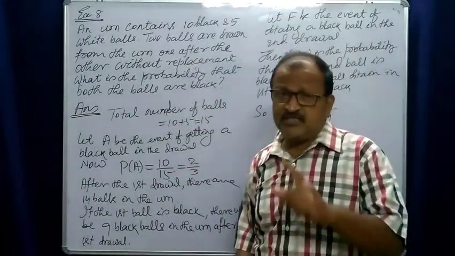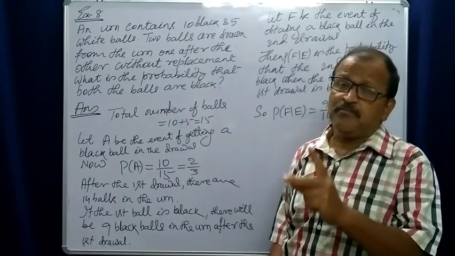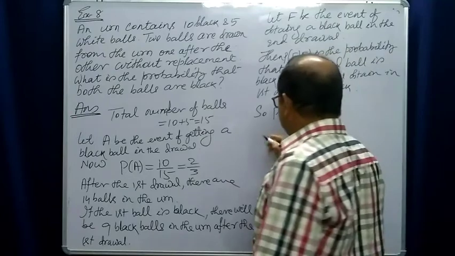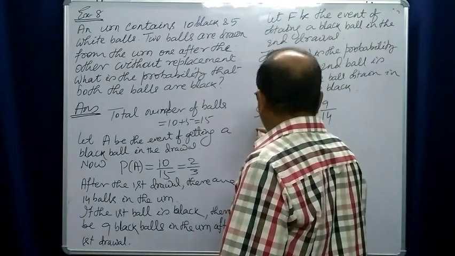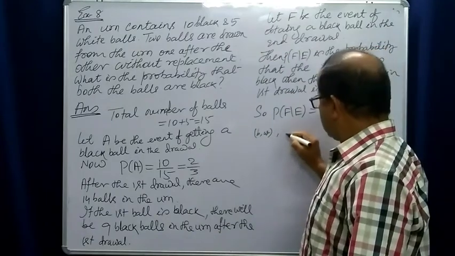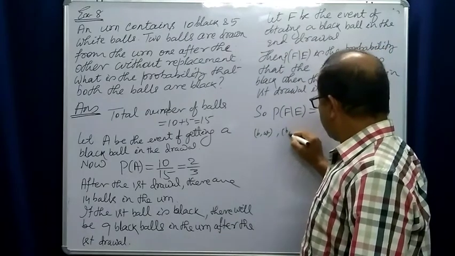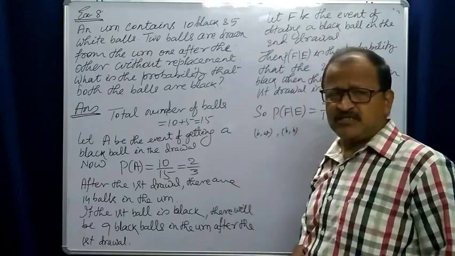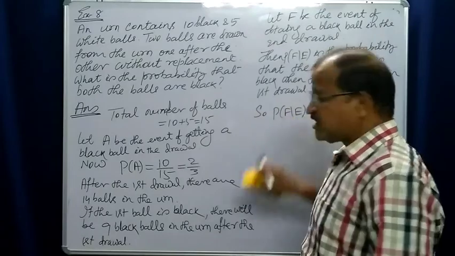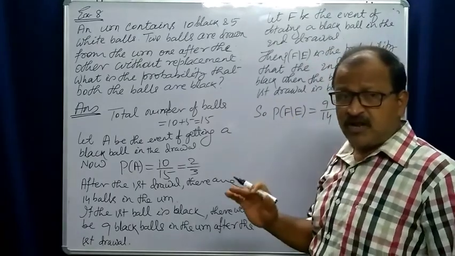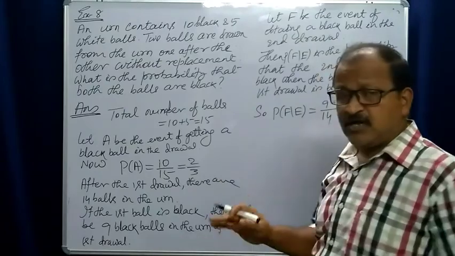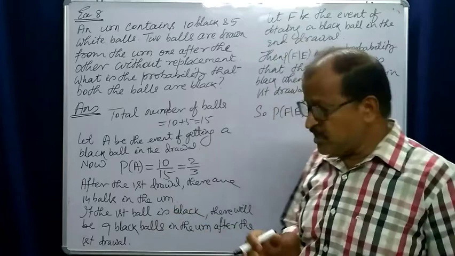F is the event that the second ball is black. So E intersection F: suppose the first ball is black, the second is white, or the first ball is black and the second ball is black. Several cases will arise. So we have obtained the conditional probability that the second ball is black while the first ball is black. It's 9 by 14.